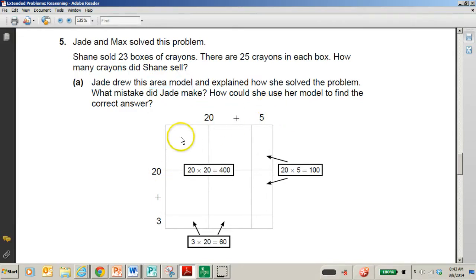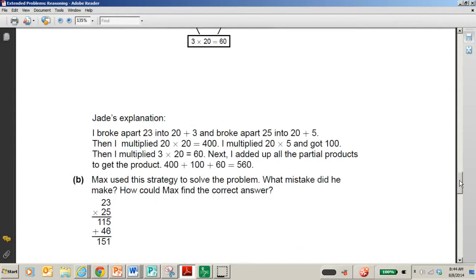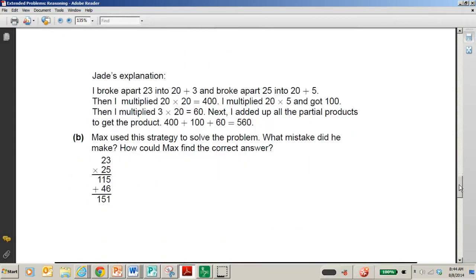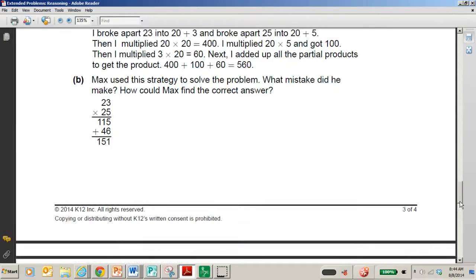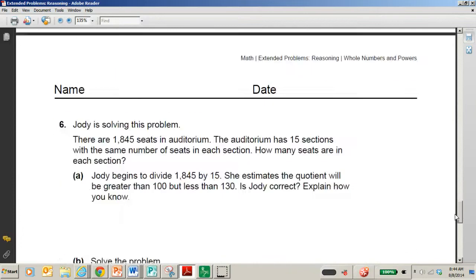But basically, an area model takes the numbers like 23 and breaks it into 20 and 3, and 25 and breaks it into 20 and 5. And then you multiply the tens times the tens, the tens times the ones, and the ones times the ones. And so you need to discover, did Jade multiply correctly? And then here is Jade's explanation, and explain, is she right? And then Max did the same thing, and did he do it right? Did he make any mistakes? So I'm going to show you some videos on how to teach those strategies in just a second.